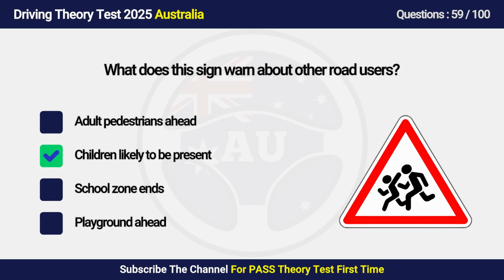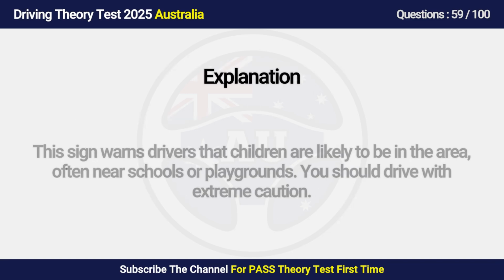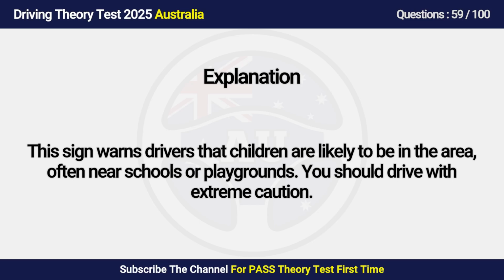Answer is B. Children likely to be present. This sign warns drivers that children are likely to be in the area, often near schools or playgrounds. You should drive with extreme caution.